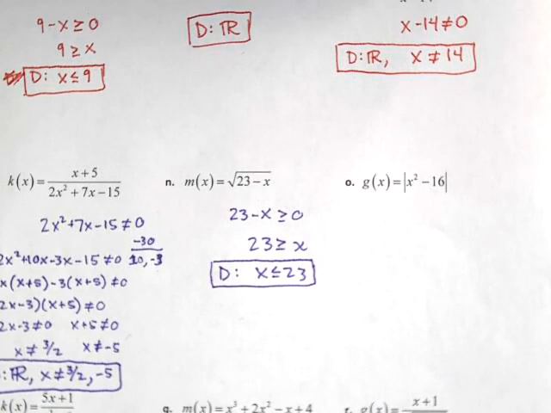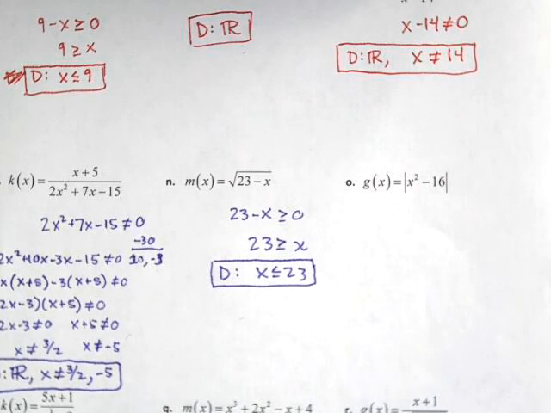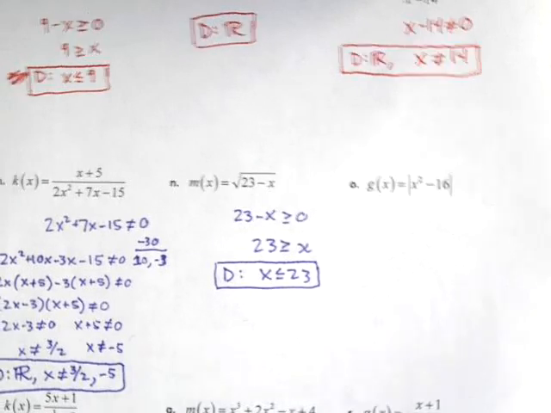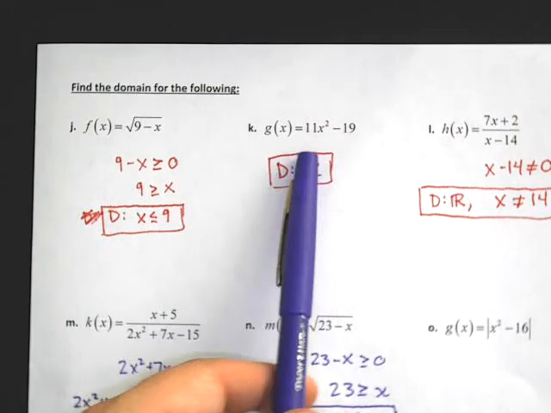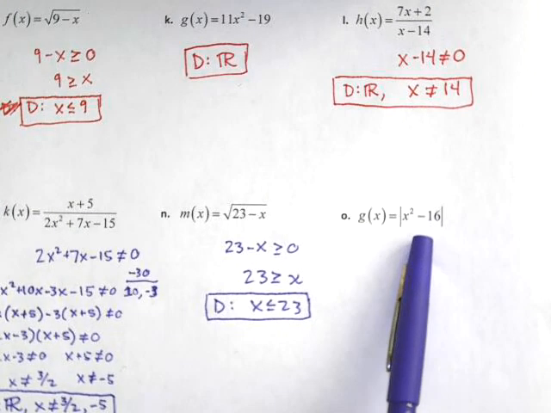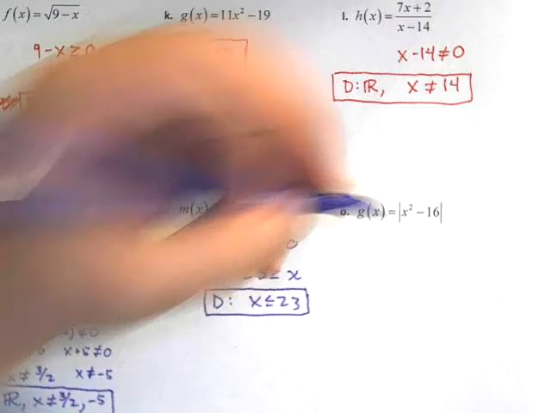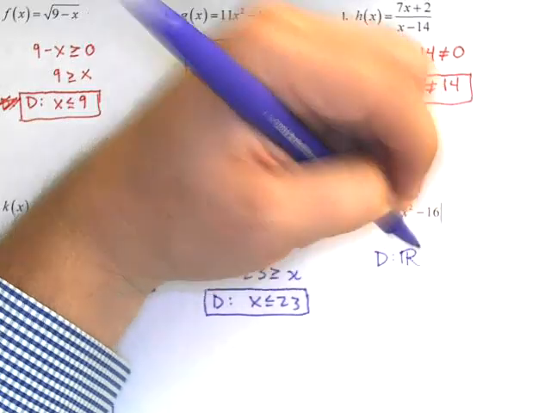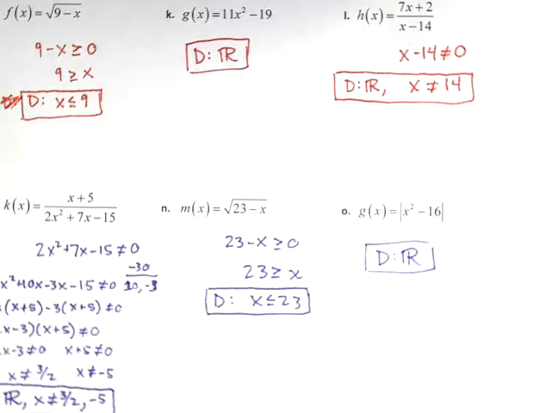All right, now on letter O, I don't want you to freak out on this one, all right? Nothing really changes. Absolute value does not change the domain. All right? So really, are there radicals? No. Are there denominators? No. So really, guys, this one is very similar to something like k. All right? This is just a quadratic inside of absolute value bars. We're fine. There's no restriction. You can plug in absolutely anything, so domain is all real numbers.